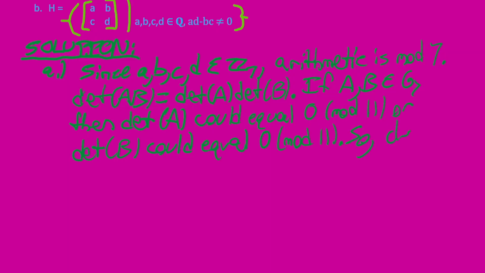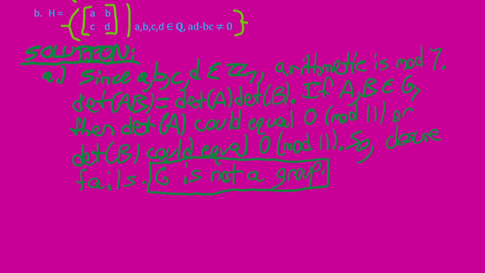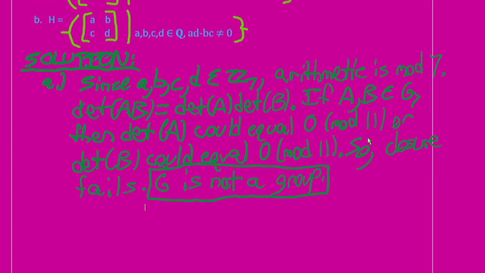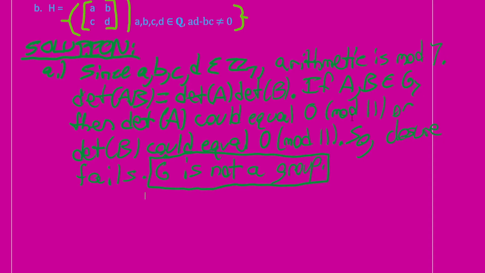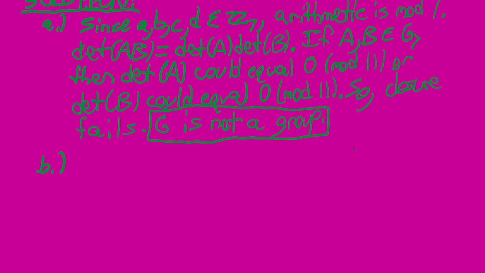So closure fails. And this means G is not a group. And the reason for this is because we have addition under modulo 7, so the elements could potentially be 0 modulus 11. All right. So we don't need to go any further with that. We'll go on to part B.